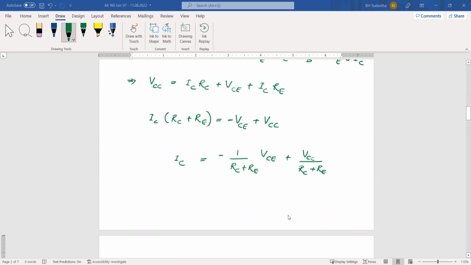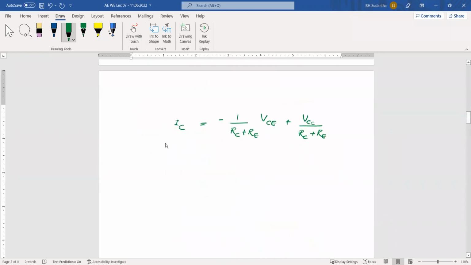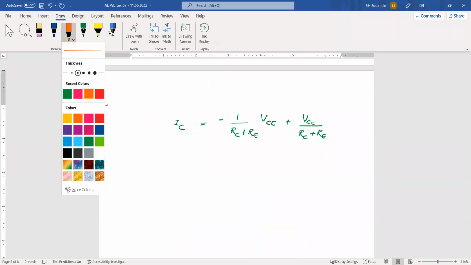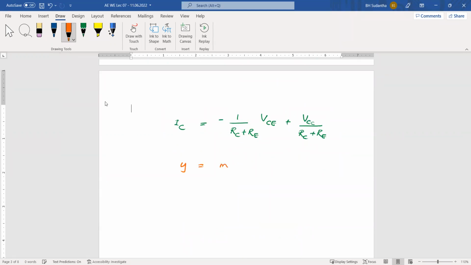Okay, then this is a kind of equation. Then this M is minus 1 over RC plus RE. This is the gradient. And here you have the intercept. C is VCC divided by RC plus RE. Because RC is a constant, RE is a constant, VCC is constant, then C is a constant. This is the slope of this one.